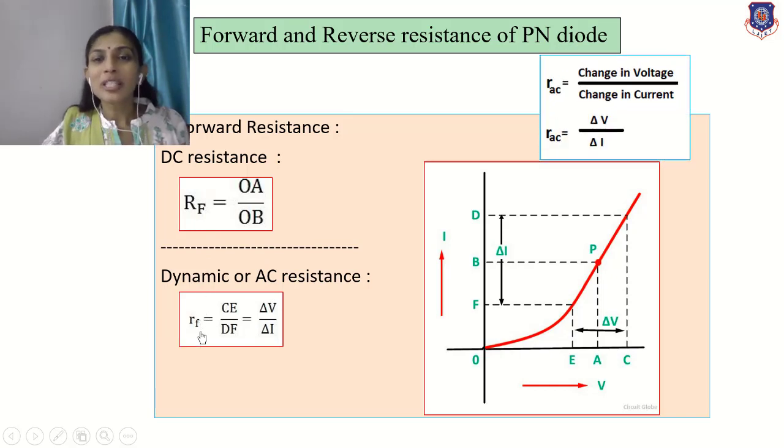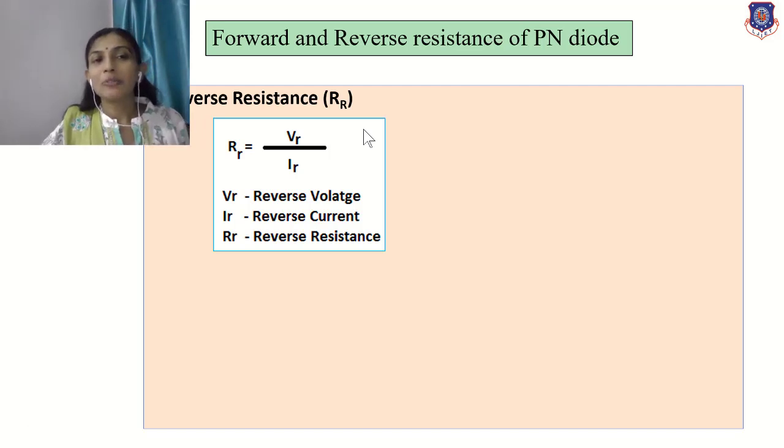Okay, fine. So what is the final conclusion from the forward and reverse bias resistance, dear students? AC resistance is nothing but the change in voltage upon change in current. So that is nothing but delta V upon delta I from this graph. Okay, so you can find out DC resistance and AC resistance easily from the VI characteristic of the PN junction diode. Okay, fine. What is the reverse resistance? It will be in mega ohms. Okay, it will be very large. RR equal to VR upon IR. So this is the ratio of reverse voltage to the reverse current.